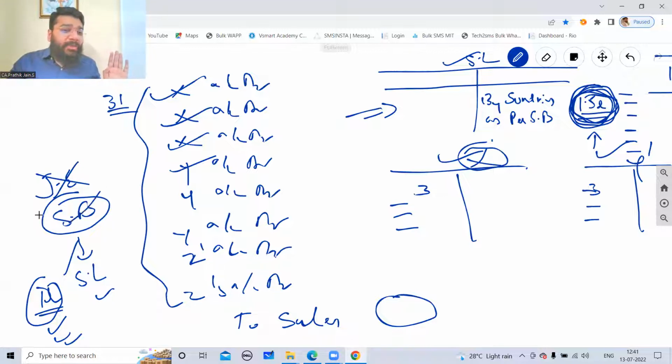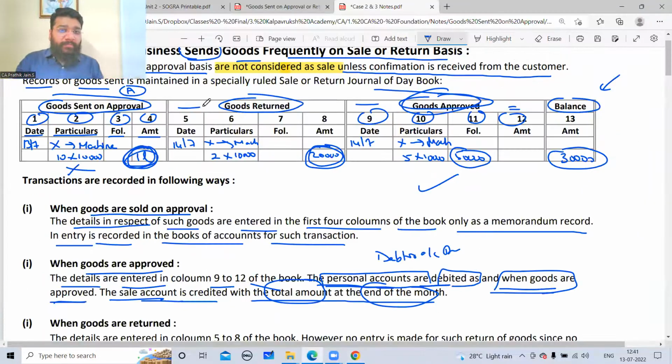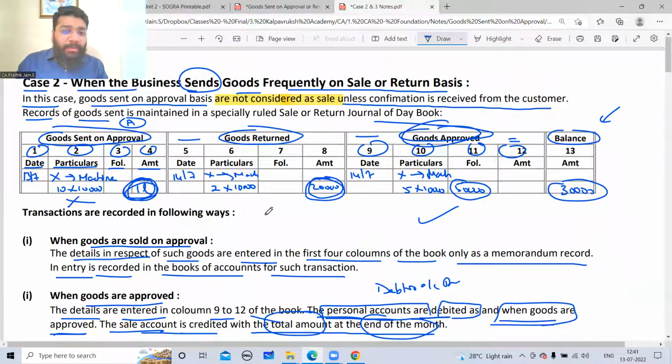Guys, here instead of subsidiary book, it is this format. In this particular concept, journal entry has been replaced with this particular day book. This is called the sale or return journal day book. Sale or return, it's not sales return, because this is goods sent on approval or return basis. This is that book format.